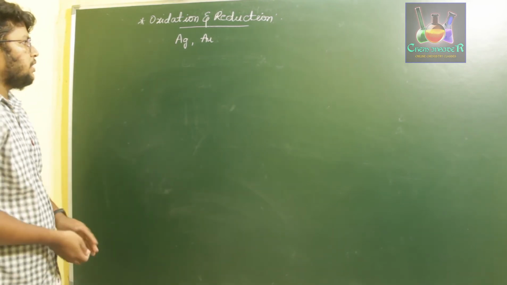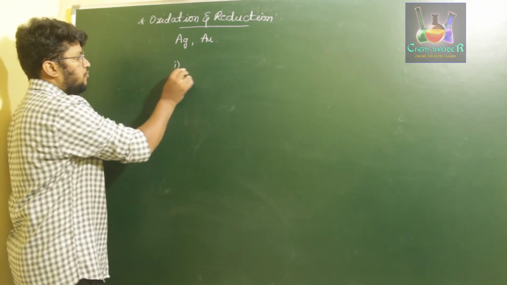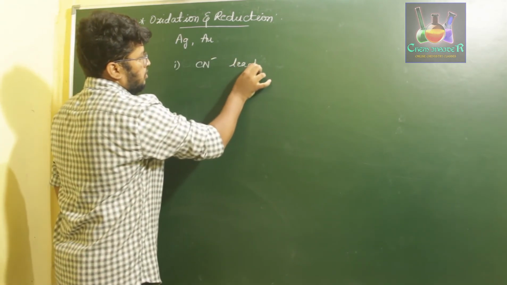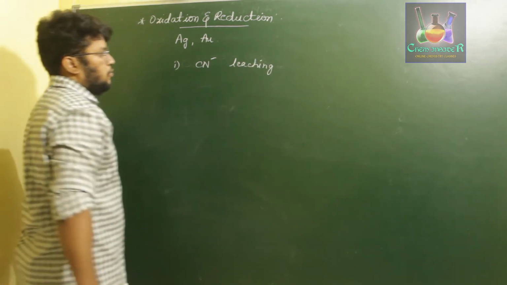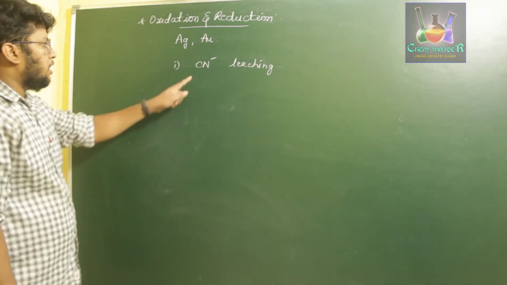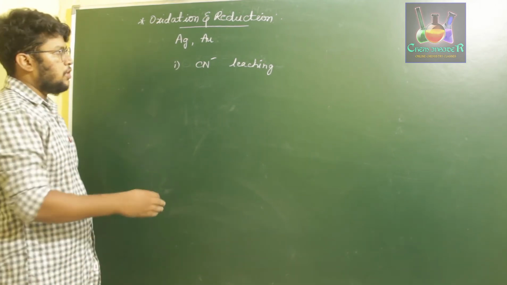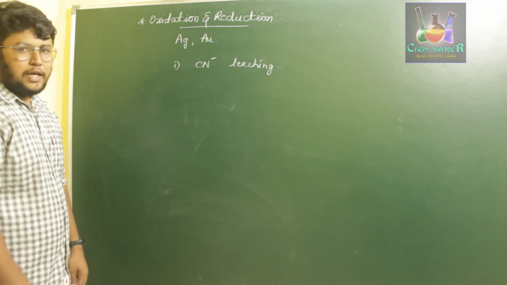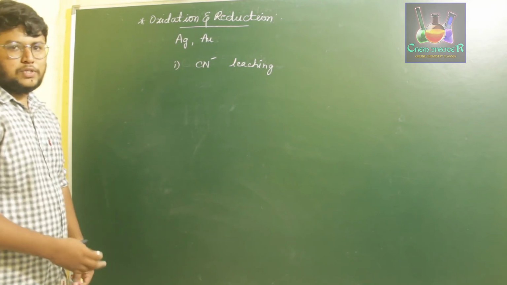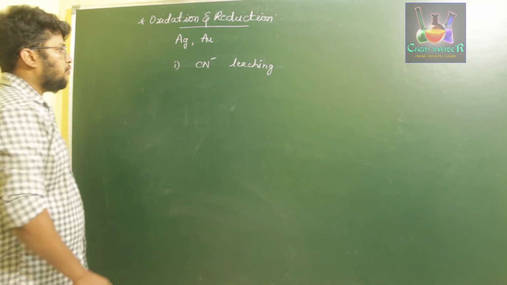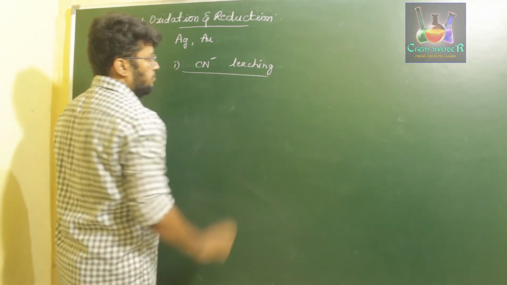So what we do over here is, first we are going to leach them with cyanide ion. We are going to use the process of leaching, that is, we are using cyanide ions to oxidize Ag to Ag+, Au to Au+, and then we treat them with a suitable reducing agent and convert them to their respective metal again. Okay, so first, CN- leaching.